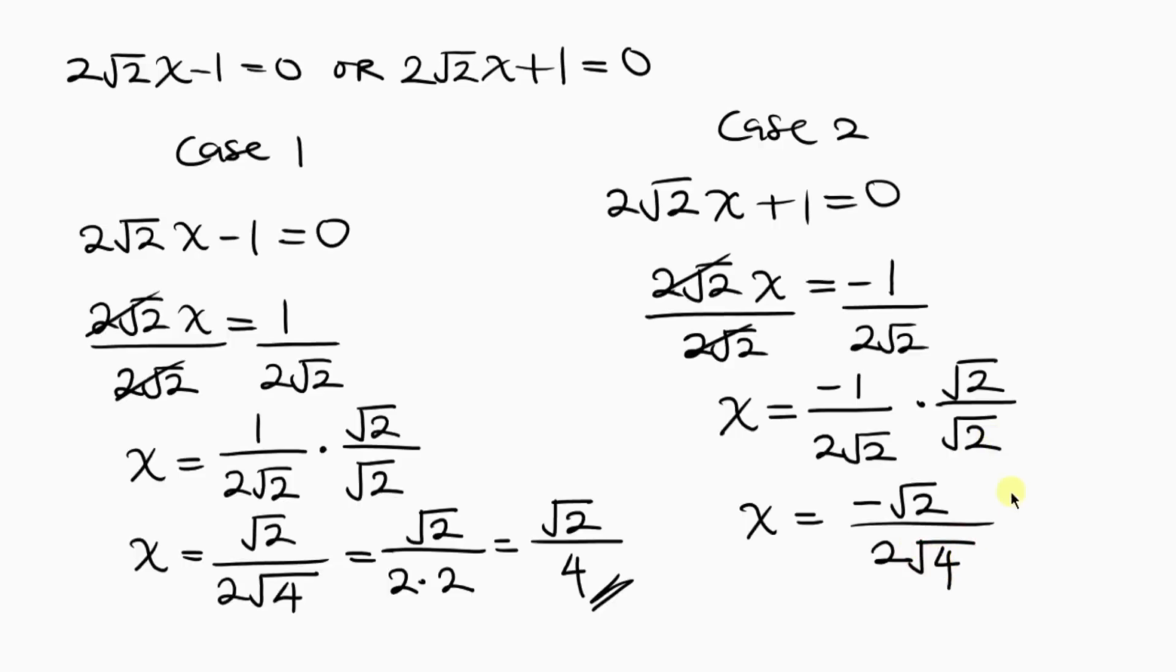Very good. And then simplifying further, we have minus root 2 all over 2 times the square root of 4, which is 2, making the final value of x negative root 2 all over 2 times 2, that's 4. Very good. So we have both a positive value of x and the negative value of x. And this is our final answer.